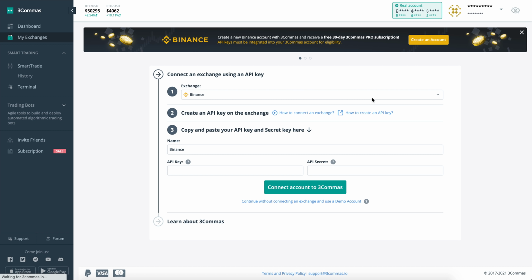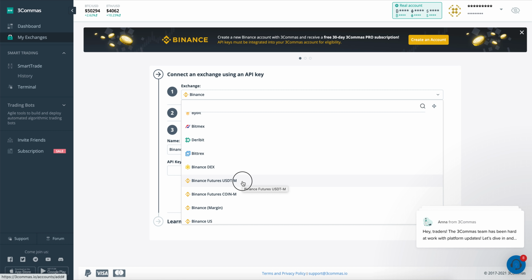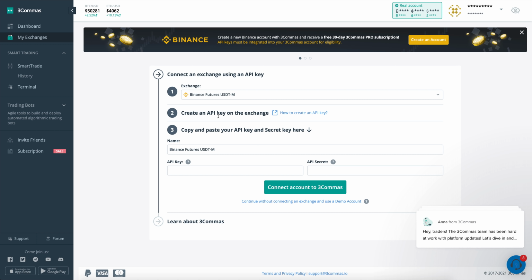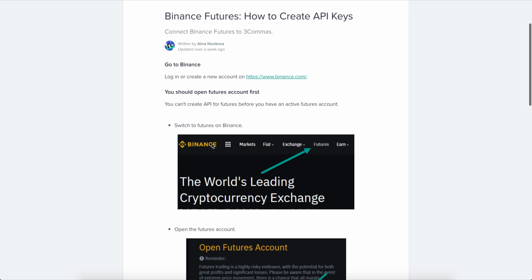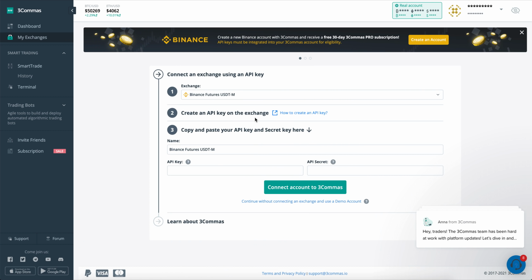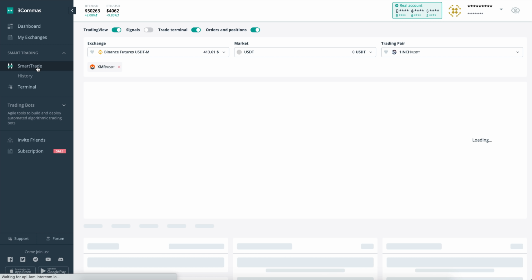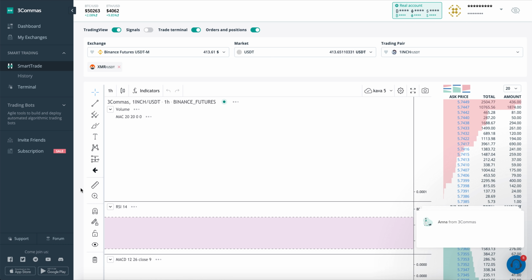And what you're going to do is you're going to select if you want to do the USDT margin or the coin margin, okay? So if you want to do USDT margin, you're going to click this. Then you're going to go back to your Binance account and create an API key. This link right here will walk you through how to create an API key in Binance and how to set it up. And then what you can do is you can log into 3 commas and you can get the 3 commas app on your phone and trade Binance futures using the smart trade feature on 3 commas. It's actually really cool.